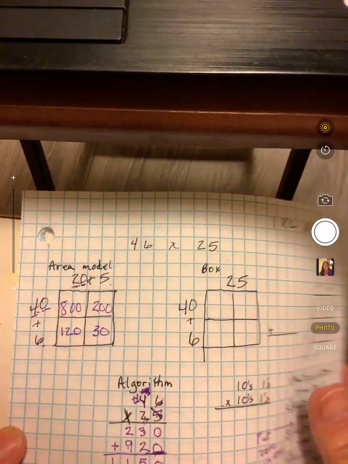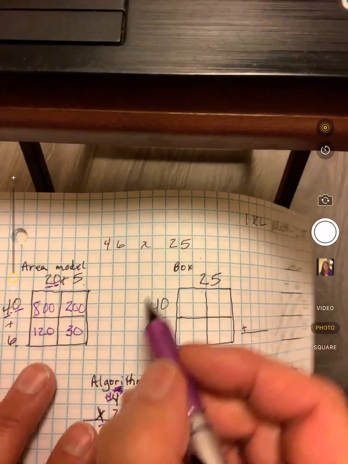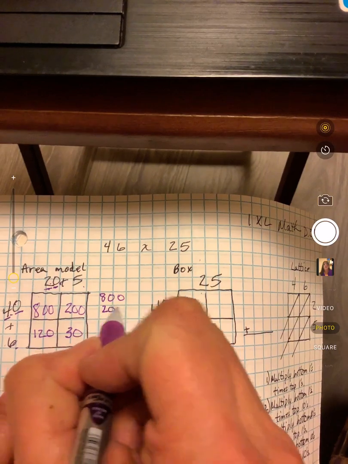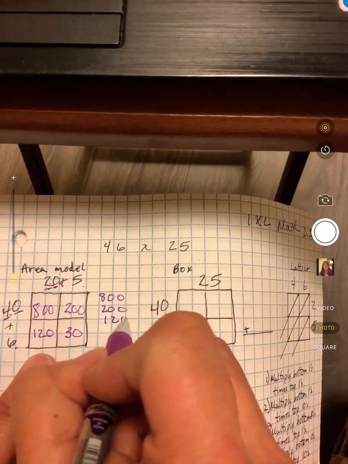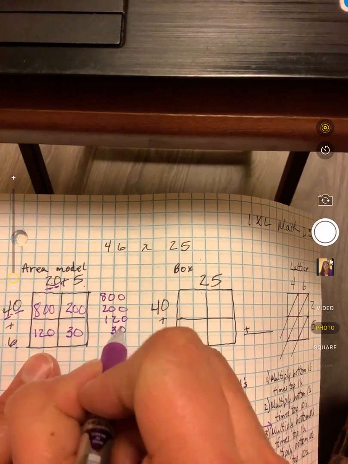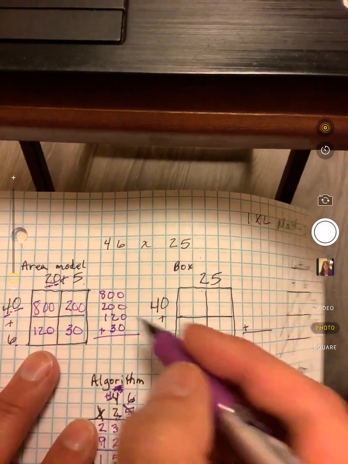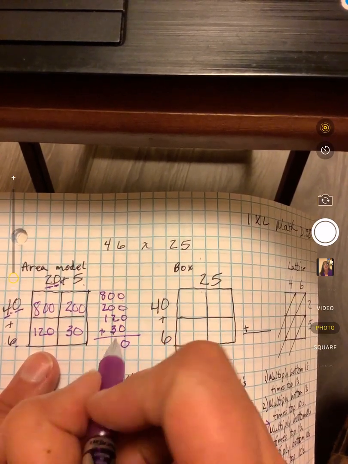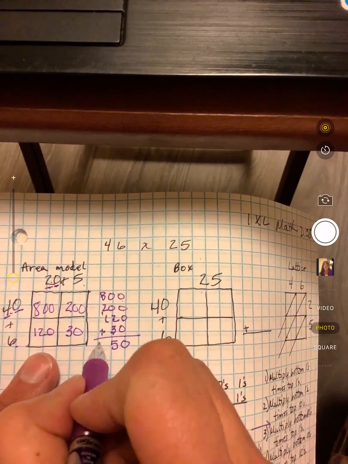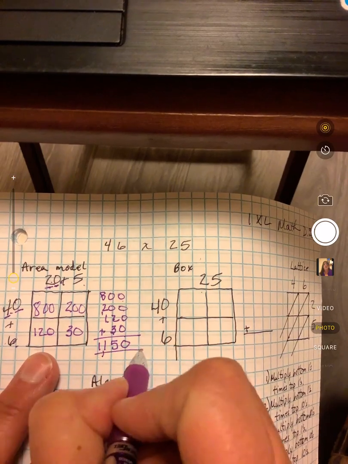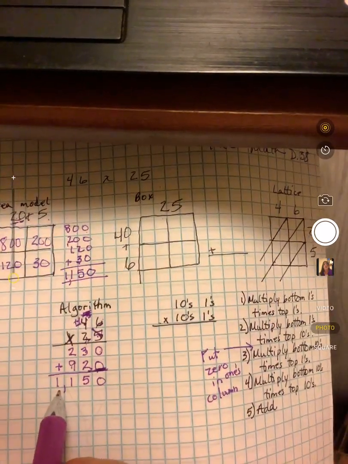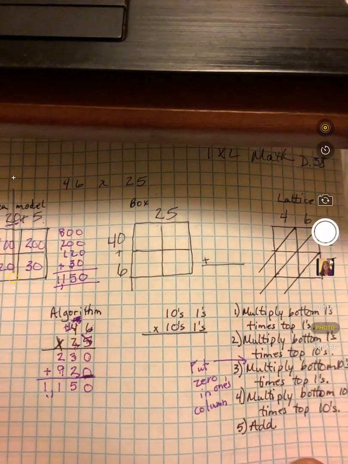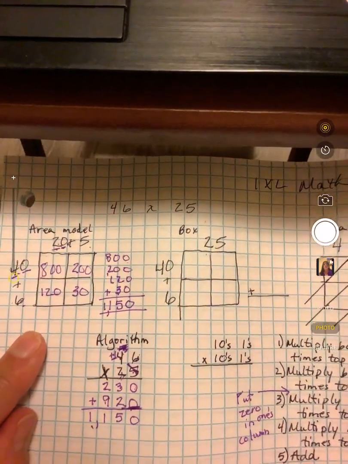Okay, so now I add this up. Okay, 800 plus 200 plus 120 plus 30. Okay, 0 plus 0 plus 0 plus 0 is 0. 2 plus 3 is 5. 8 plus 2 is 10 plus 1 more is 11. 1,150. Okay, so you can do it either way. It comes up with the same.